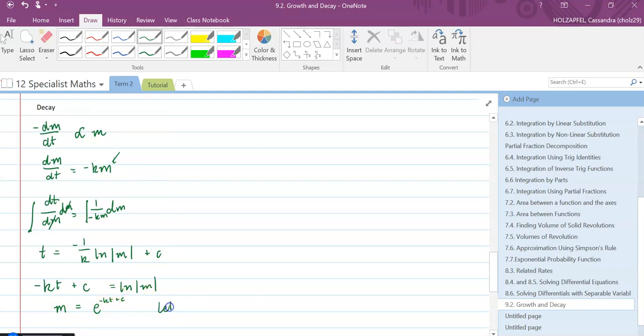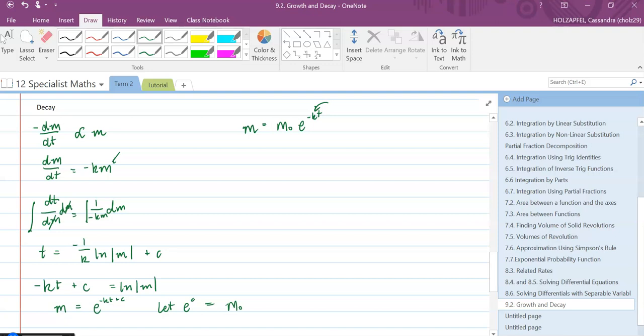Let's go ahead and let e to the power of that constant equal to another constant, and we'll call that m naught. So now we have our function. M is equal to m naught e to the negative kt. The key difference between the growth model and the decay model isn't anything to do with the derivatives. It's just literally that the value of k is now negative rather than positive.